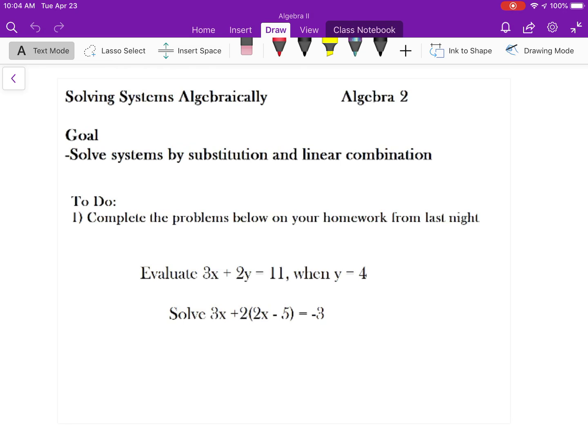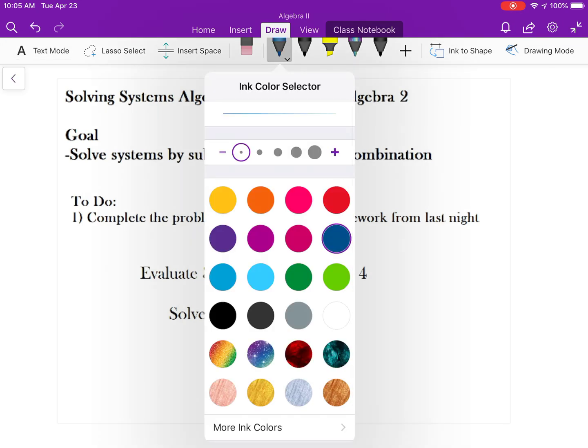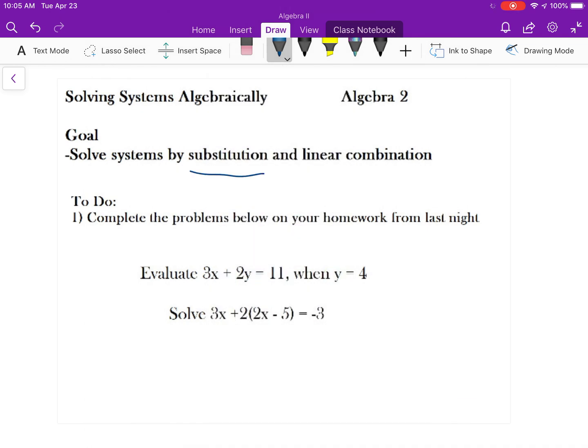Okay, here we go with solving systems algebraically. Basically, it is solving by two different methods, methods that you've done before. I just don't know if you've been calling them the exact same thing that I'm going to call them. But it is substitution or linear combination, which I like to call elimination.